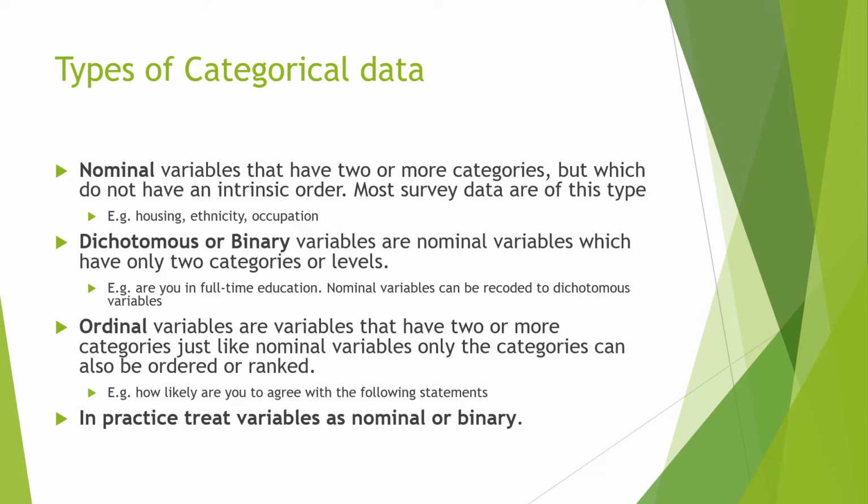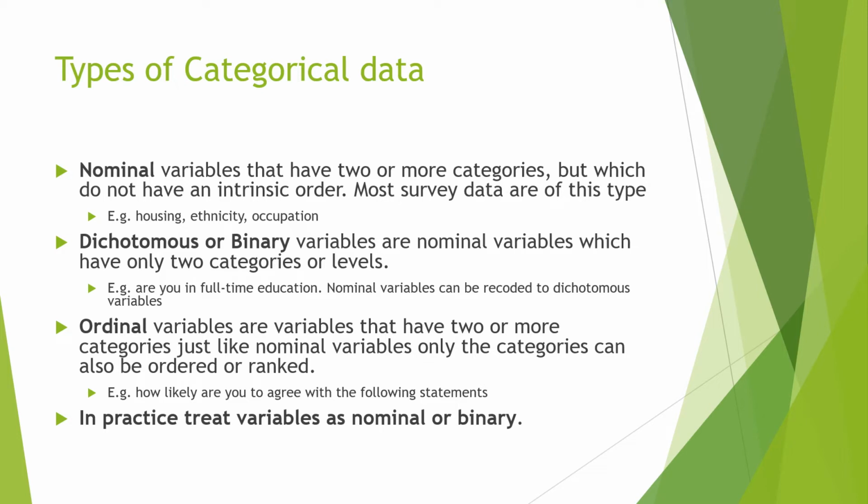Most data that we collect in survey analysis are nominal data. So if we collect data on housing, ethnicity, occupation, those are nominal variables. Dichotomous or binary variables, or nominal variables, will have only 2 categories or levels. So these are simple yes, no variables, such as are you in full-time education, yes or no. And one of the things, as you will be aware of when we actually go to look at the analysis, one of the key things we do in survey analysis is actually to reduce nominal variables, recode these into dichotomous.